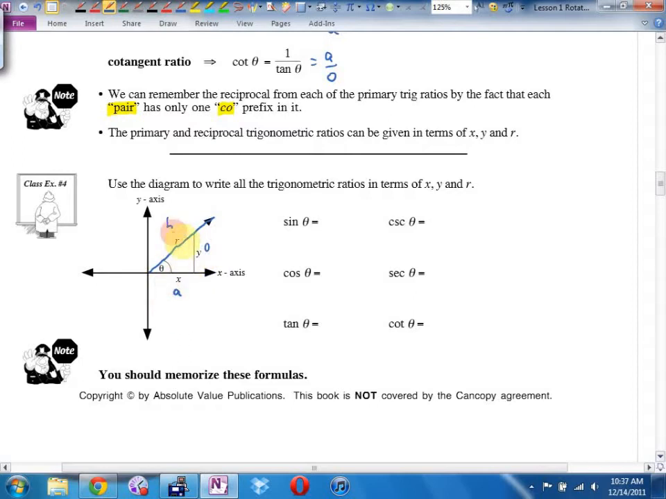These are your new definitions for trig. Sine is still opposite over hypotenuse, but in terms of a graph, sine is what over what? In terms of x and y and r, sine is what over what? Cosine is what over what? Tangent is what over what? Y over x.